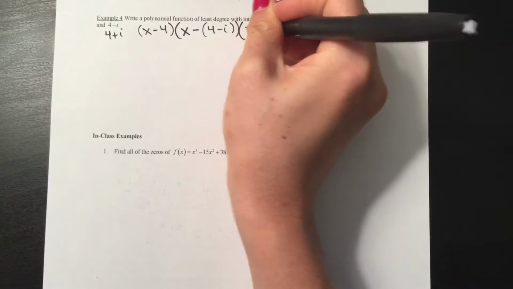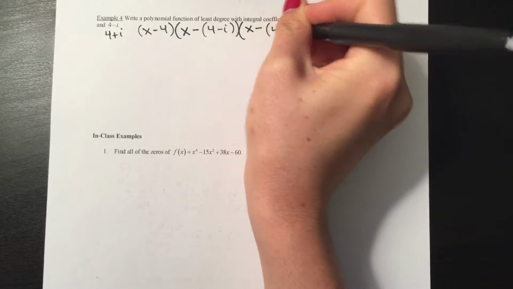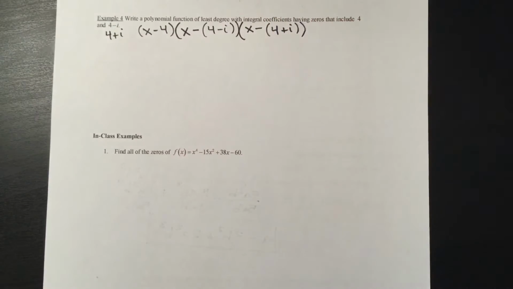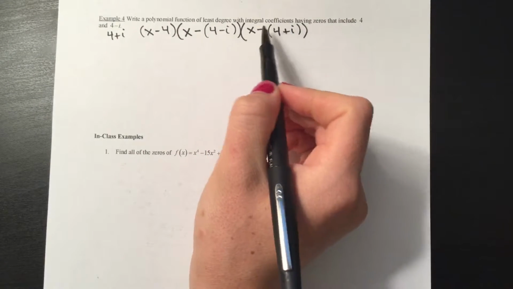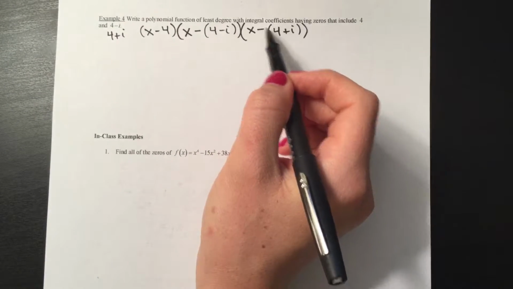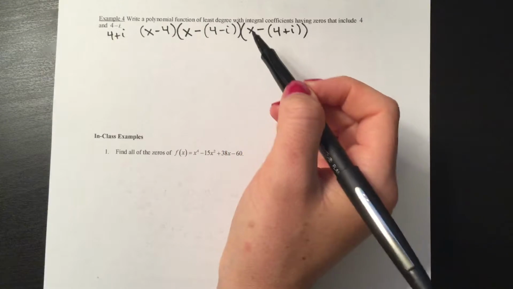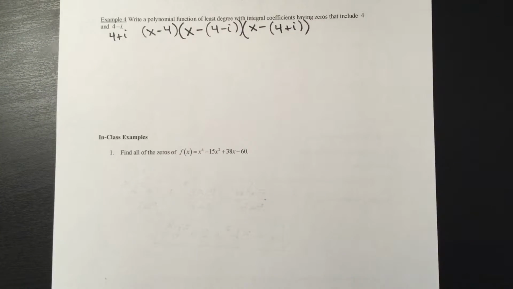So we'd also have x minus (4 plus i), like that. To get the polynomial function, what we're going to do is FOIL this all out and simplify as much as we possibly can. Pay attention here: we want it to have integral coefficients, so only real numbers. Eventually we want to make sure there aren't any imaginaries left, and I'll show you how that works out.